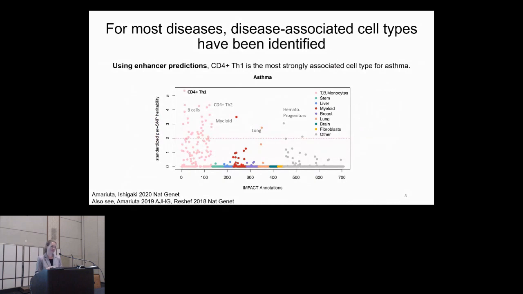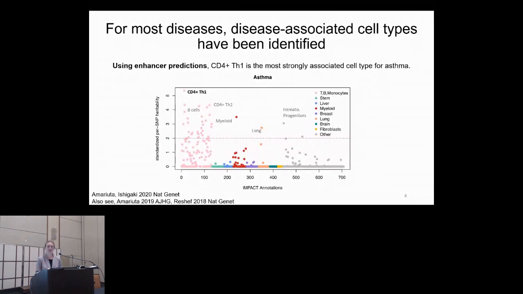Now, citing previous work from myself during my PhD, using in silico predicted tissue-specific or cell type-specific enhancers, we were able to find that CD4 Th1 cells are the most strongly associated cell type for asthma. And with this plot, I want to remind you guys of what Manhattan plots look like for GWAS. And so, of course, we see peaks of these associations, which are composed of correlated cell types.